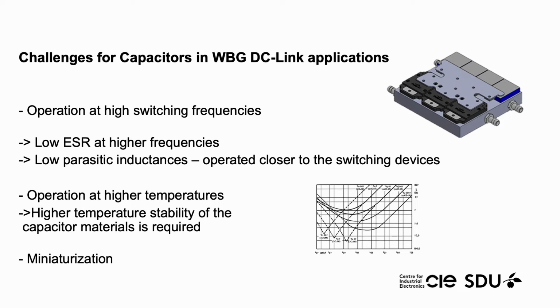What does it all mean now for the use of capacitors in the so-called wide bandgap DC link applications? The capacitors will be operated at higher switching frequencies. Therefore, the ESR of the capacitor must be as low as possible in the relevant frequency spectrum. The parasitic inductances must be as low as possible, because with increasing switching frequencies also the losses will increase.